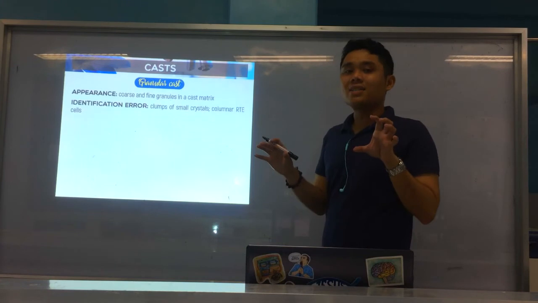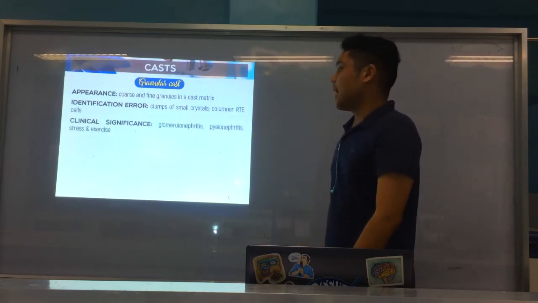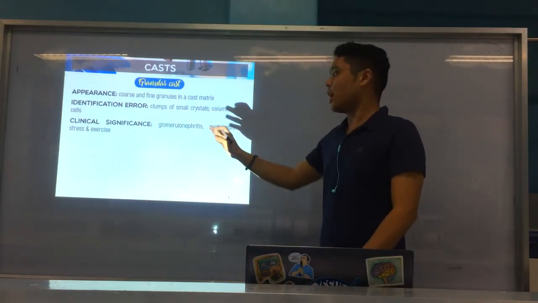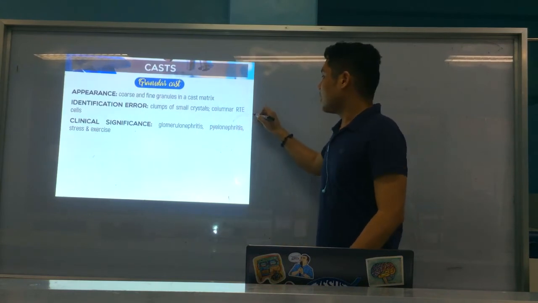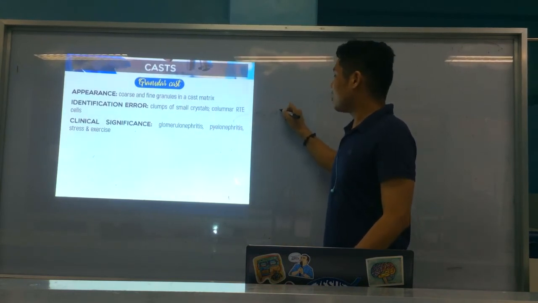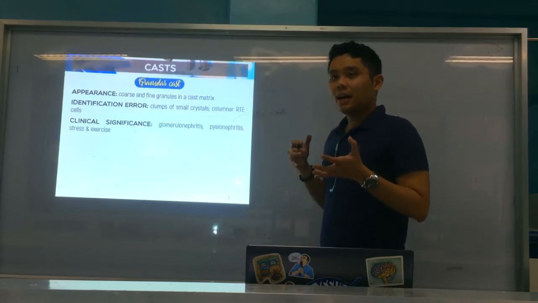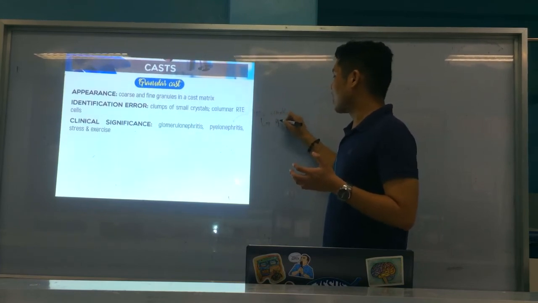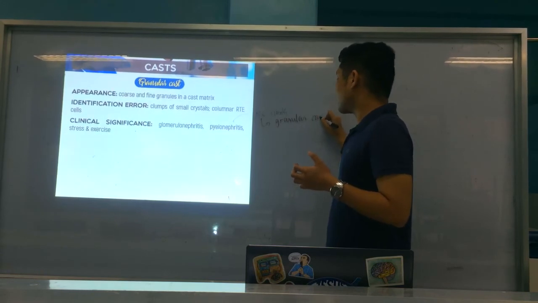But again, please take note that casts have parallel sides and round ends, with a cast matrix. Their significance could be non-pathologic, such as stress and exercise, or clinically, glomerulonephritis and pyelonephritis. For example, with WBC casts in pyelonephritis, if it stays long within the tubules and is not released right away, the WBCs will disintegrate and turn into granules. Its appearance becomes a granular cast.